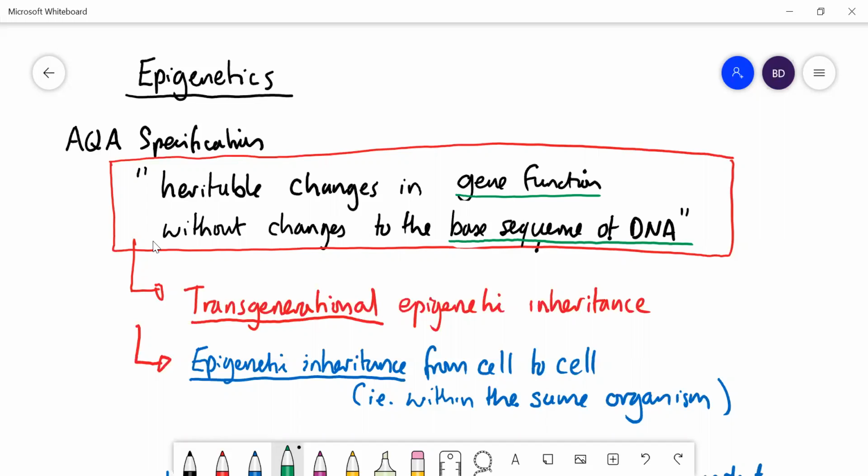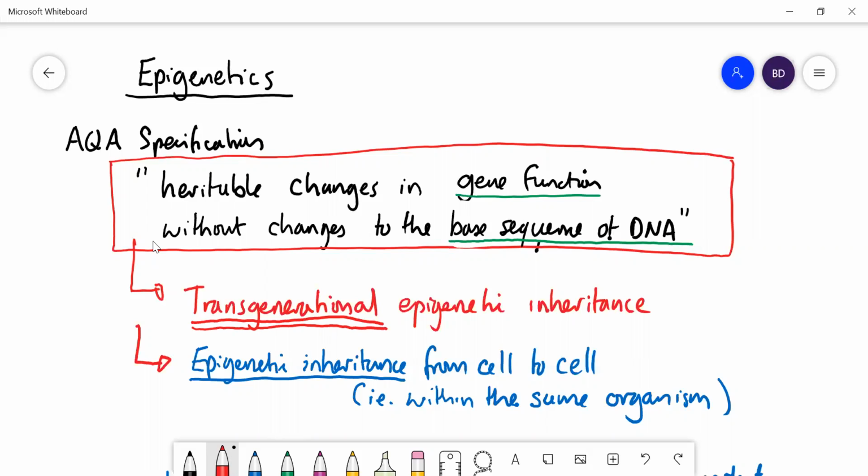Okay, then there are two areas we need to think about. First of all, transgenerational epigenetic inheritance. That means where you get a change in the gene which is passed on from a parent to a child and grandchild and so on. That is a little bit more controversial to what extent that happens, so we're going to leave that till the end.